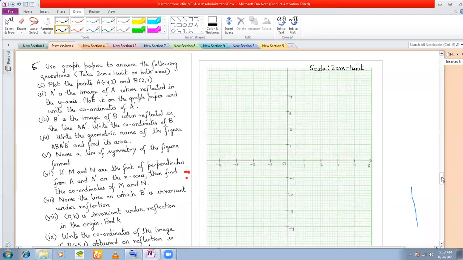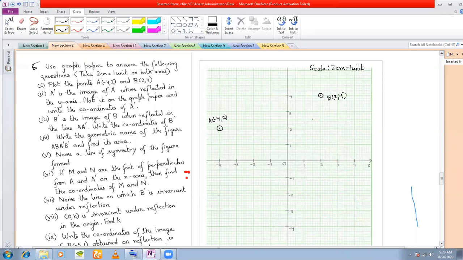Use graph paper to answer the following question. Take 2 centimeter is equal to 1 unit, which I have already taken. The first question is plot the points A and B. A is minus 4, 2. So let us plot minus 4, 2. So this will be somewhere over here. A, minus 4, 2. And B is 2, 4. So 2, 4 will be here. B, 2, 4.